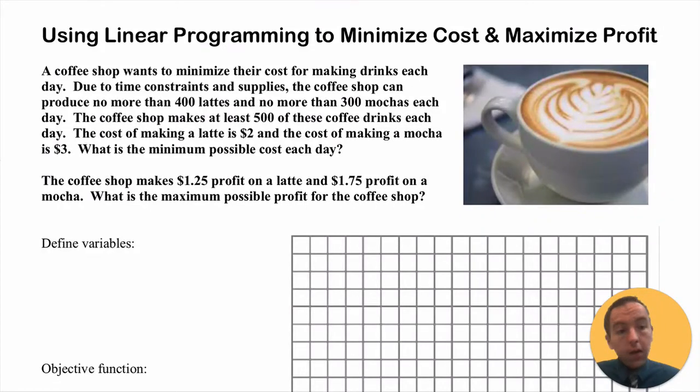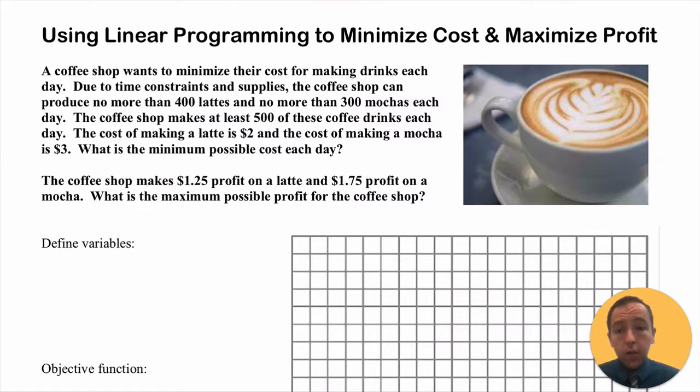Here's another example of linear programming, one in which we're going to first try to actually minimize a certain quantity. So we have that a coffee shop wants to minimize their cost for making drinks each day. Due to the constraints of time as well as supplies, the coffee shop can produce no more than 400 lattes and no more than 300 mochas each day. The coffee shop wants to make at least 500 of these coffee drinks each day to be able to sell.